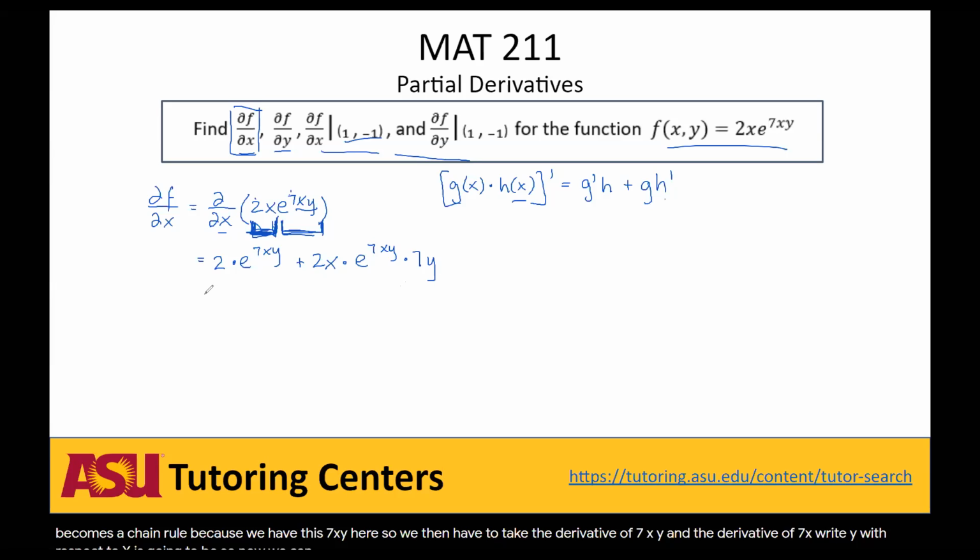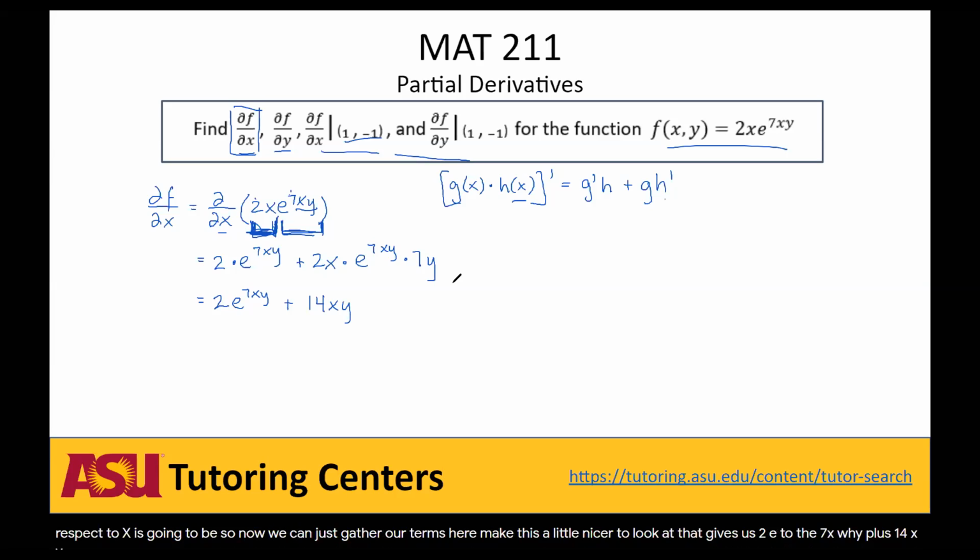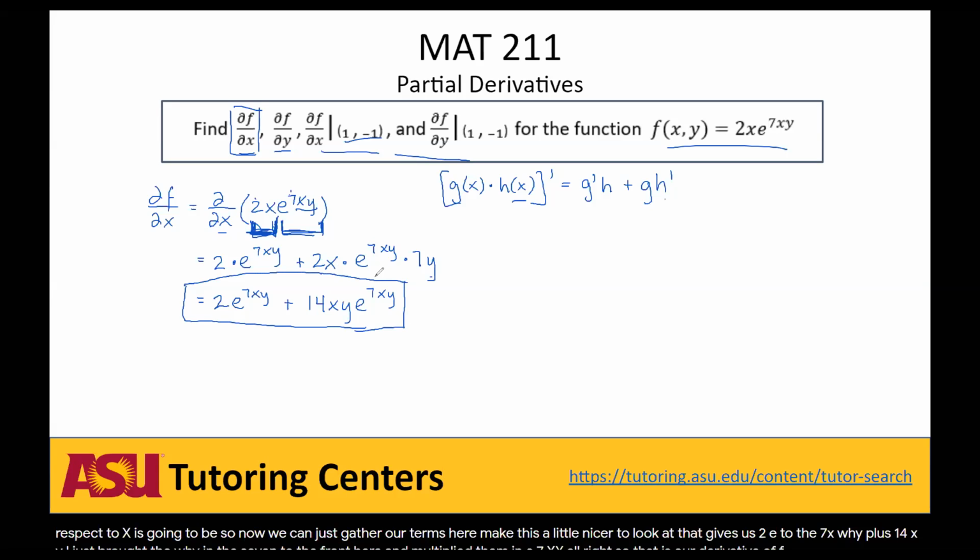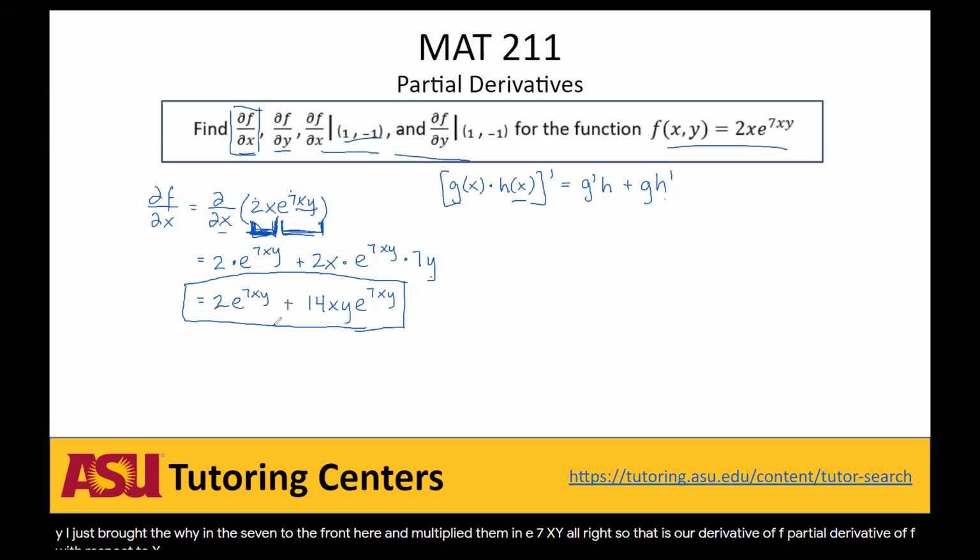So now we can just gather our terms here, make this a little nicer to look at. That gives us 2e to the 7xy plus 14xy, I just brought the y and the 7 to the front here and multiplied them in, e to the 7xy. All right, so that is our partial derivative of f with respect to x.